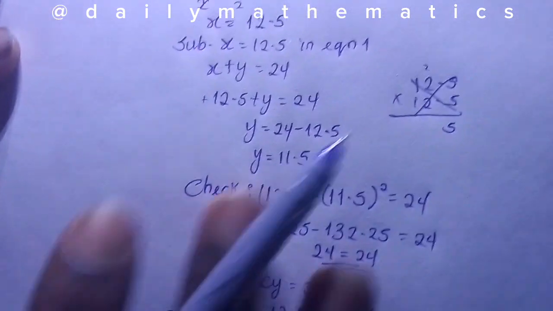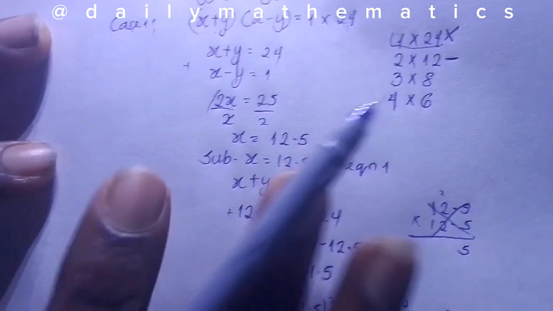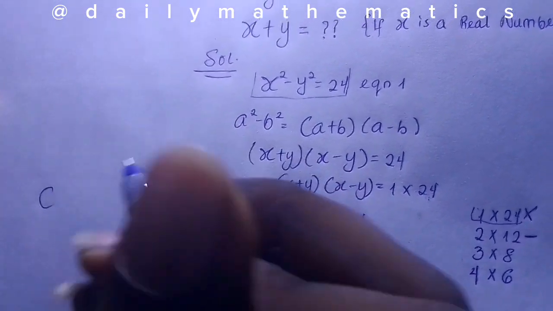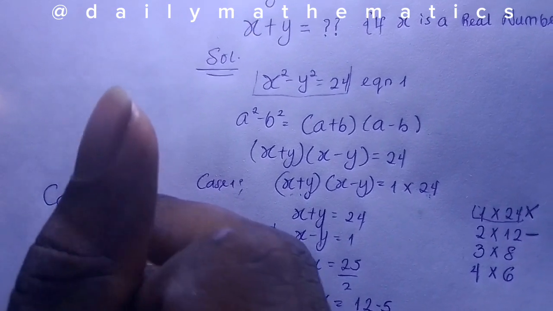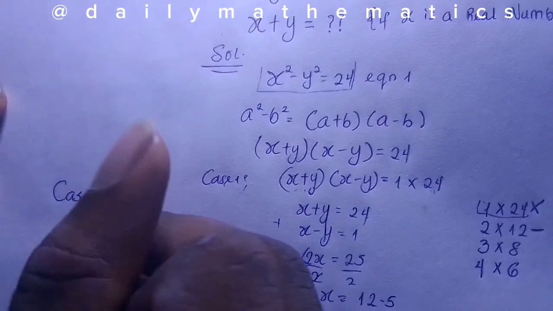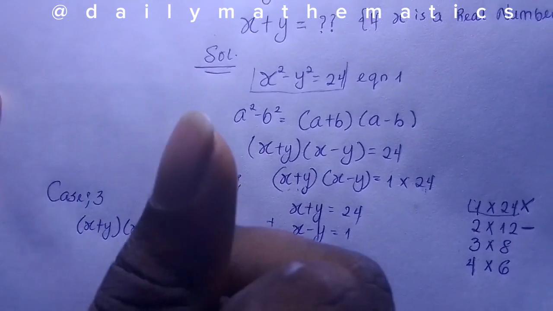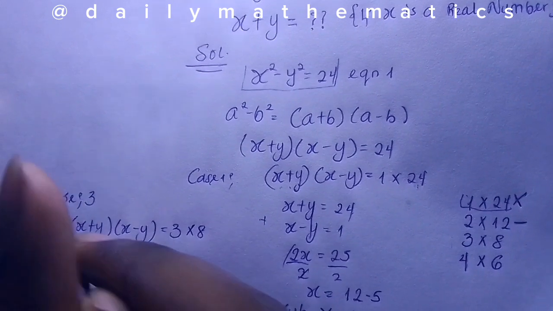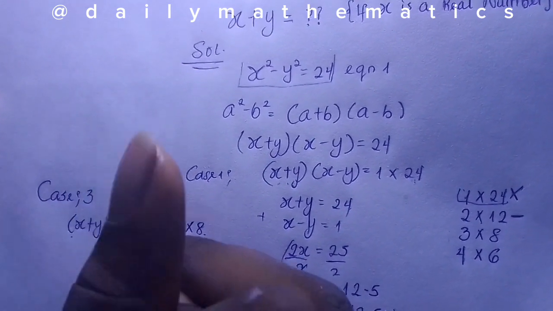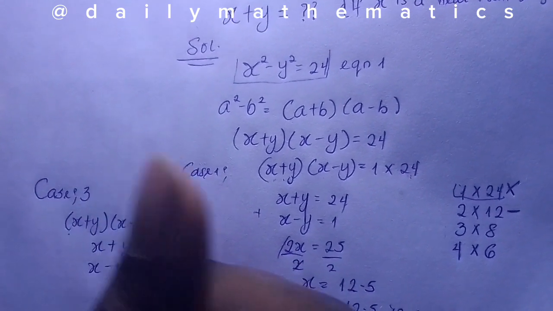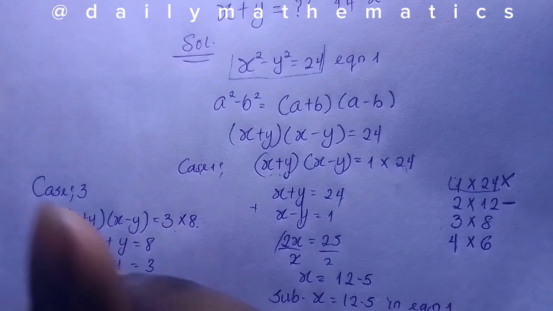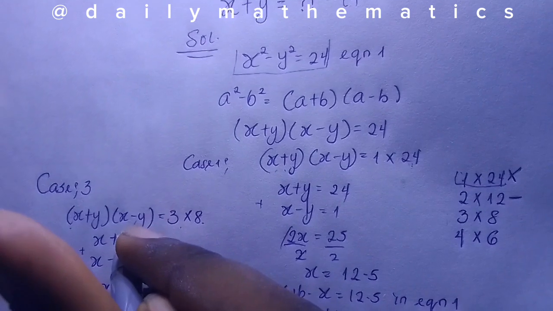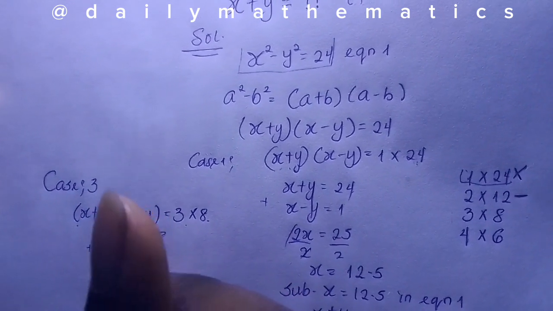Let's check the third one here, which is 3 and 8. Case 3, right? So let's bring it here for case 3. We have x plus y, x minus y equals 3 times 8. As usual, x plus y equals 8 and x minus y equals 3. Add both equations. x plus x gives us 2x, y cancels, 8 plus 3 gives us 11.